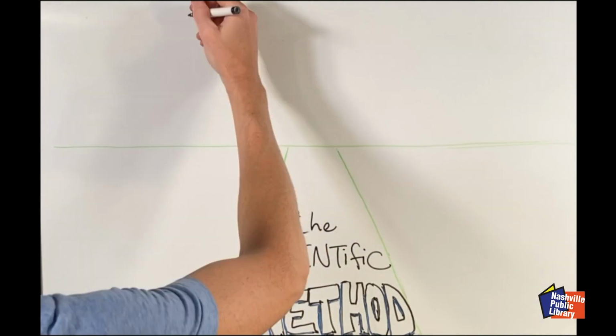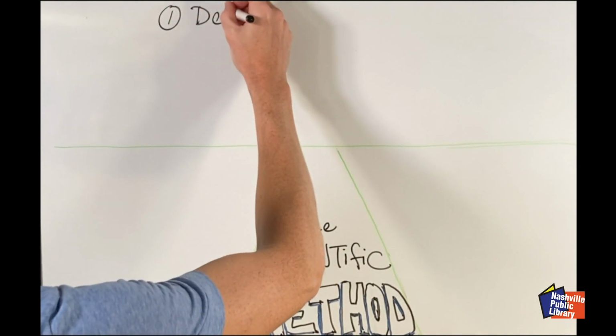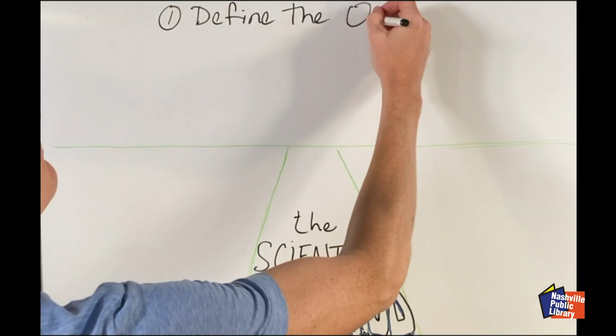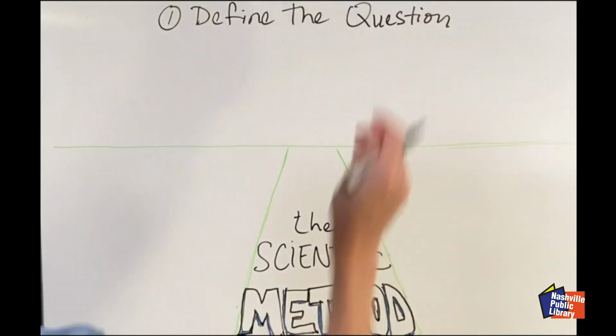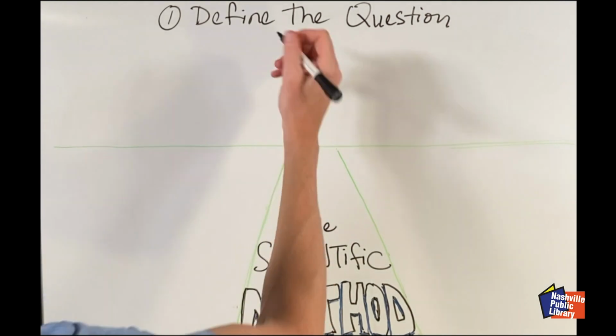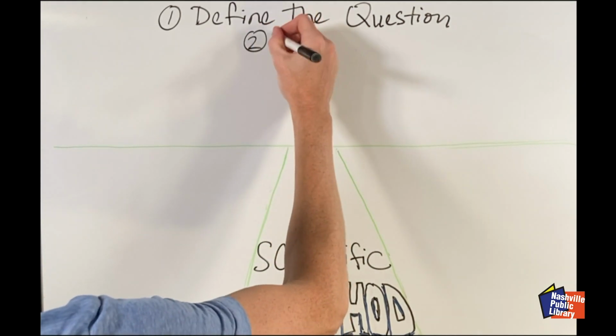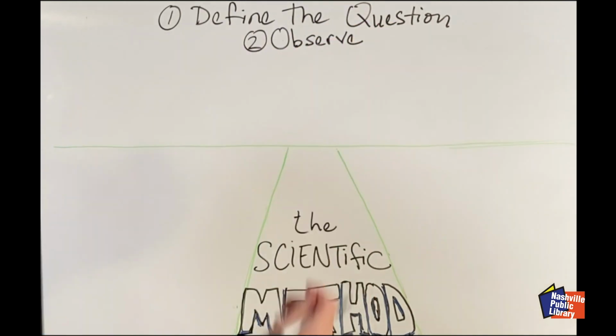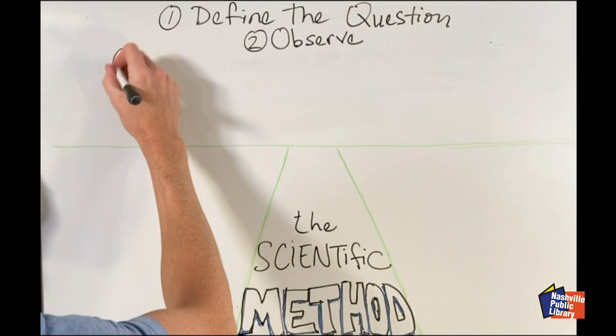The first step in the scientific method is to define the question. In this case, the question would be, what happens when an apple detaches from a tree? The second step is to observe. Again, in this case, when the apple detaches, it falls to the ground.